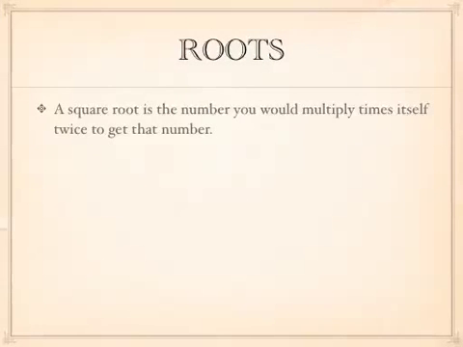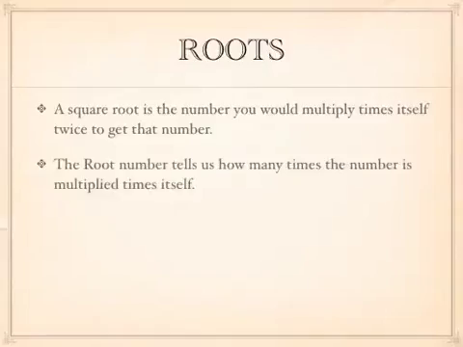When we're dealing with roots, a square root is the number you would multiply times itself twice to get that number. The root number tells us how many times the number is multiplied times itself. If the root number is 2, we don't write it next to the radical.